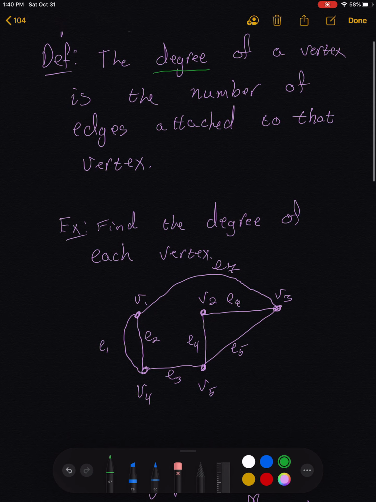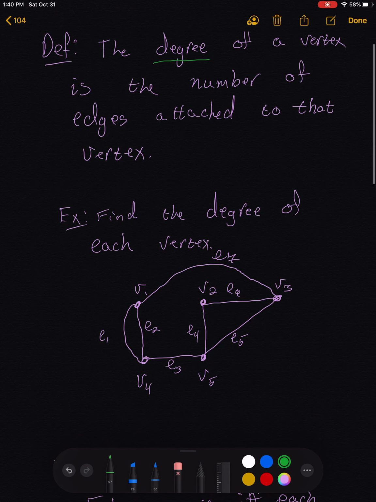So here is an example of a graph. I have here 5 vertices, v1, v2, v3, v4, v5, and a bunch of edges connecting them. And I just want to find the degree of each of those vertices. So again, our definition of degree is just the number of edges attached to that vertex.